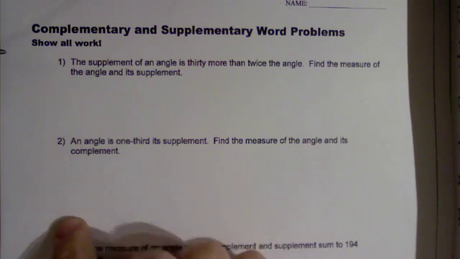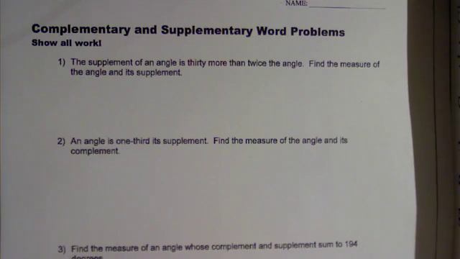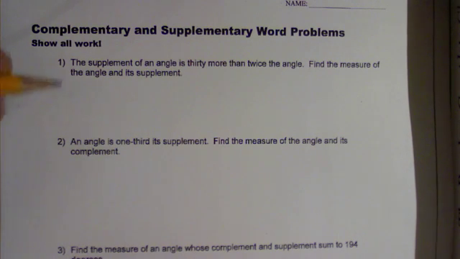The supplement of an angle is 30 more than twice that angle. Find the measure of the angle and its supplement. Well, one good strategy for dealing with questions like these is just to start writing out all the information we have.